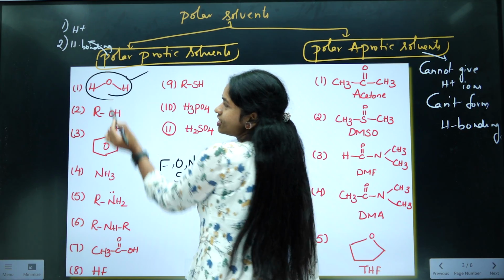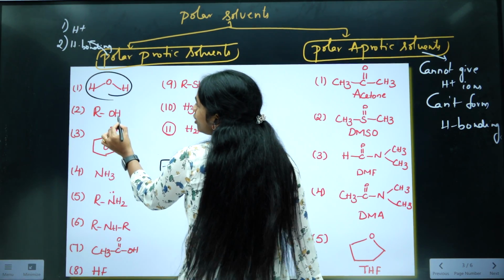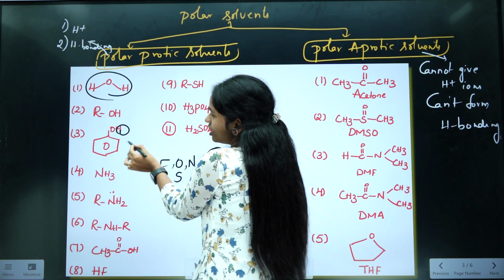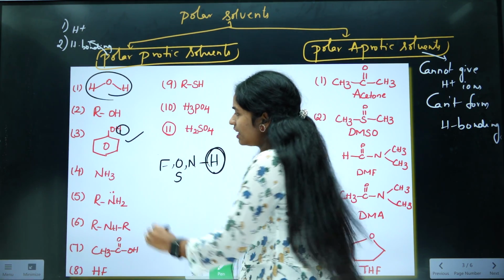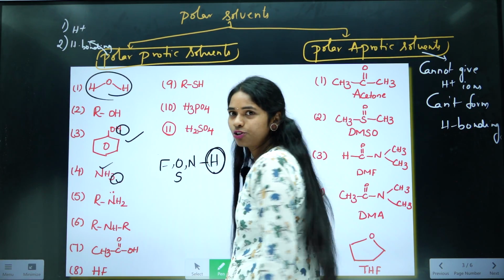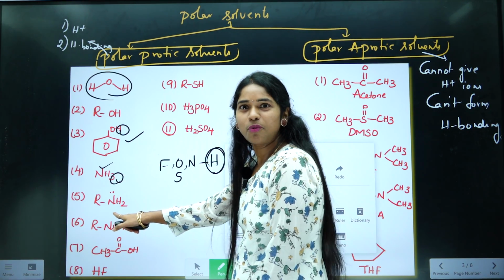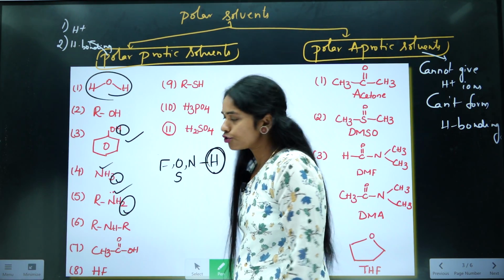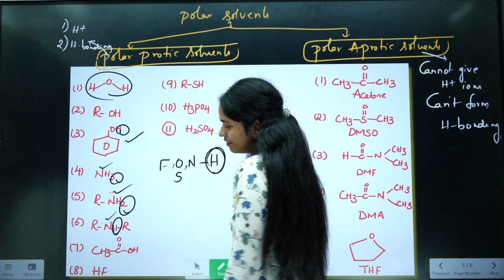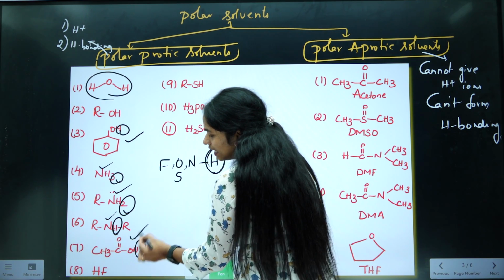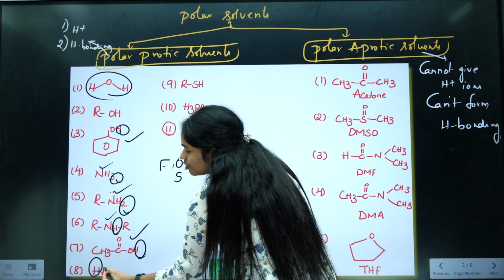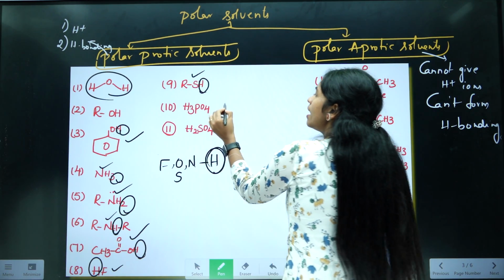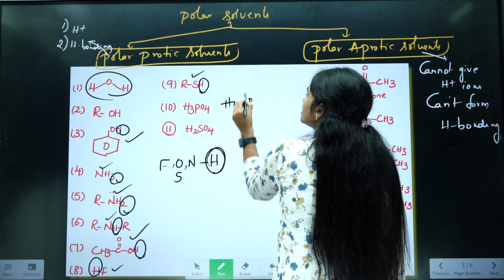Hydrogen connected with oxygen, polar protic. Hydrogen connected with oxygen, polar protic. Hydrogen connected with oxygen, acidic hydrogen, polar protic. Hydrogen connected with nitrogen, polar protic. Tell me the next one, polar protic or not? Yes, this hydrogen connected with nitrogen, this hydrogen connected with oxygen, this hydrogen connected with a fluorine, this hydrogen connected with a sulfur. Phosphoric acid, this is the structure.